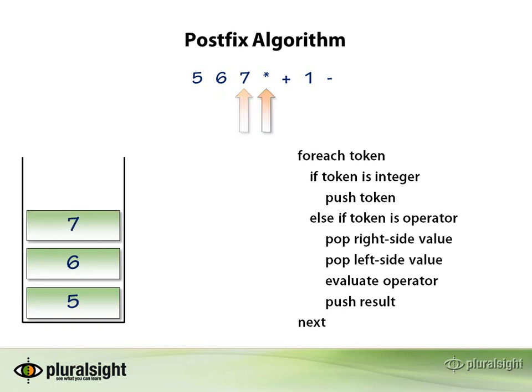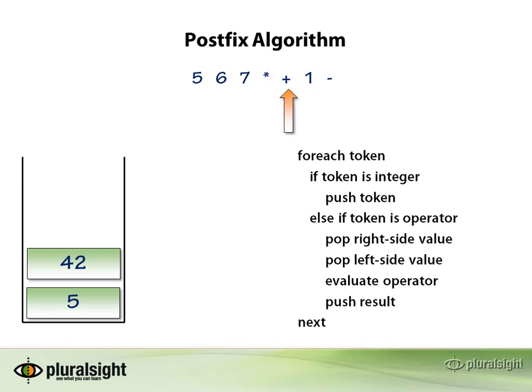Now we advance to the next token, and it's not an integer, it's an operator. So what we're going to do is start popping things off the stack. We're going to pop the 7 off, and that will become the right-hand side of the multiplication expression. And then we'll pop the 6 off, which will be the left-hand side. 6 times 7 will multiply together to give the value 42, which we then push onto the stack. Then we continue our process.